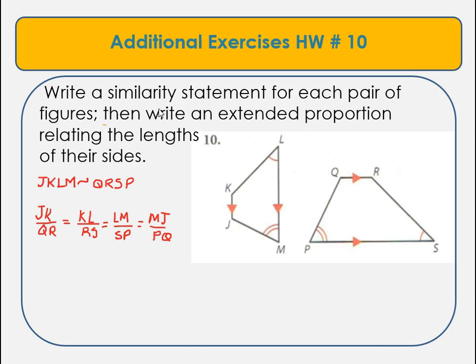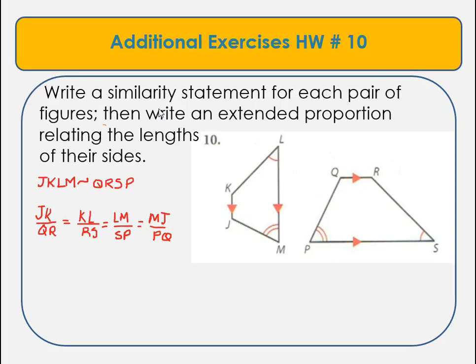A sample from the homework problems. This is homework problem number 10. We have two trapezoids. It says write a similarity statement for each pair of figures, then write an extended proportion relating the lengths of their sides.